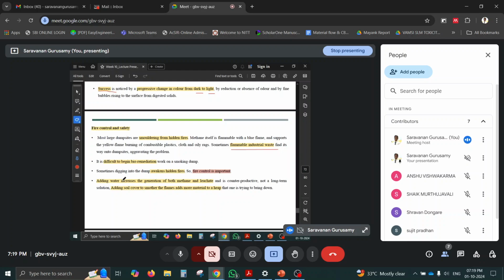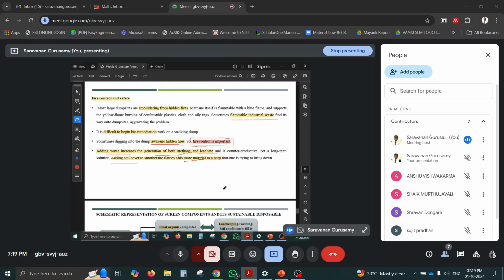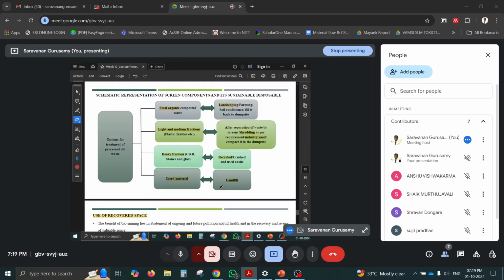It's difficult to begin bioremediation once smoke comes up. There may be some hidden fires. So fire control is very important. If you start adding water, it will again generate methane due to anaerobic conditions, and it will generate leachate. So you have to add soil. If you add soil to reduce the fire, it will add volume to the waste to be treated. So both have some impacts.